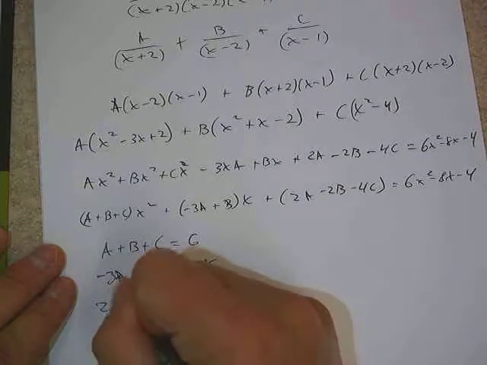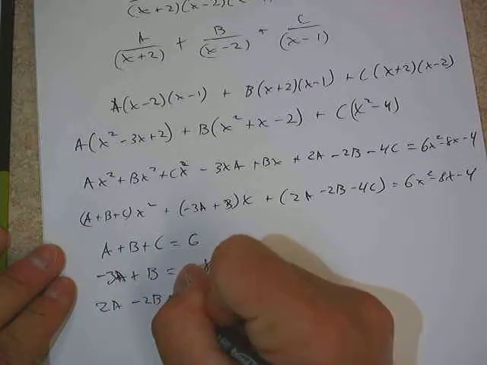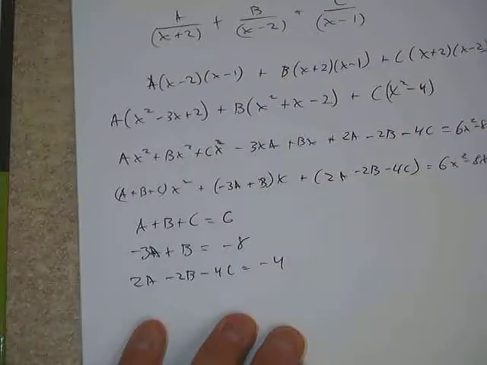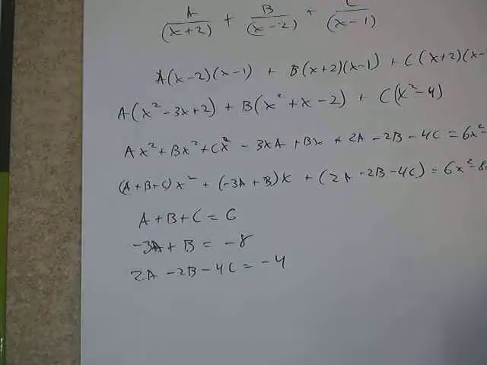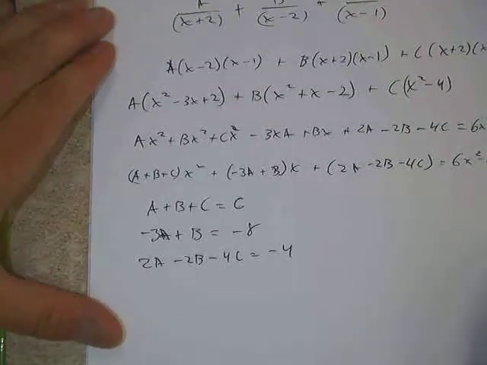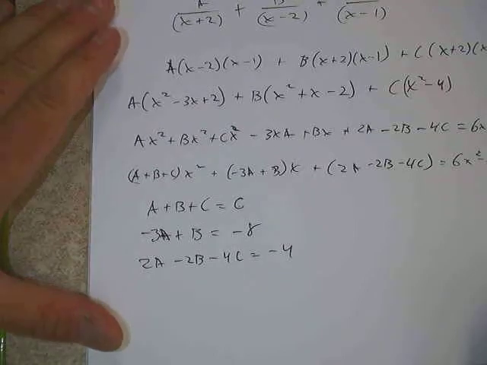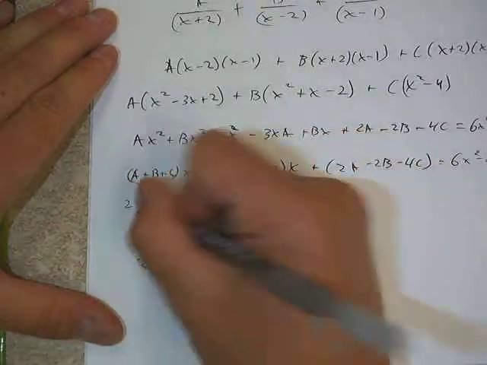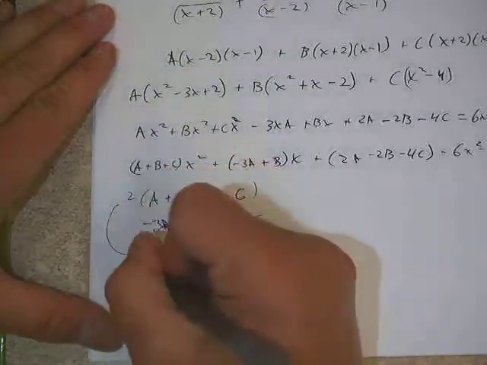So as you can see, like I said, the work is a little bit more tedious here, but it's still the same procedure. Nothing changes here in terms of the procedure that we use. And ultimately our system is going to be a plus b plus c equals 6. This is the x squared term we need to equate. We need to equate the 3ab, negative 3a plus b, that is, to negative 8. And then 2a minus 2b minus 4c equals negative 4.